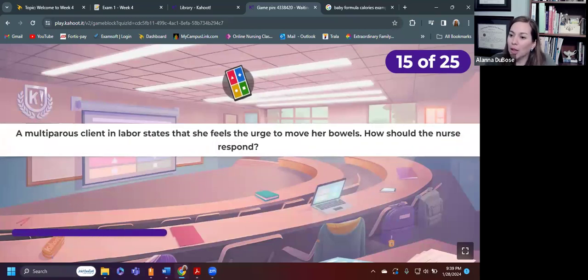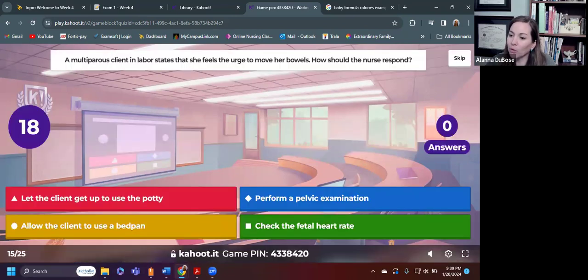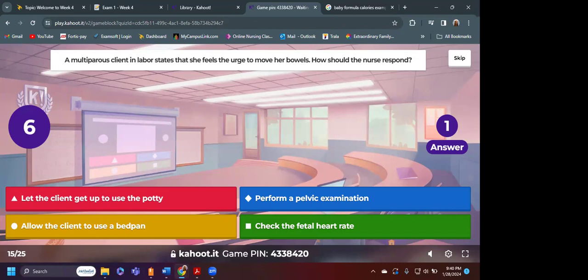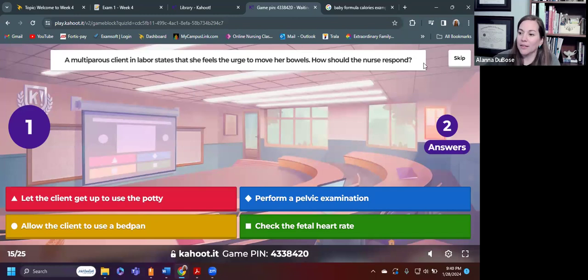A multip client in labor states that she feels the urge to move her bowels. How should the nurse respond? Red, let the client get up to use the potty. Blue, perform a pelvic examination. Yellow, allow the client to use a bedpan. Green, check the fetal heart rate. Blue. Okay, good. Let's see if everybody got that.